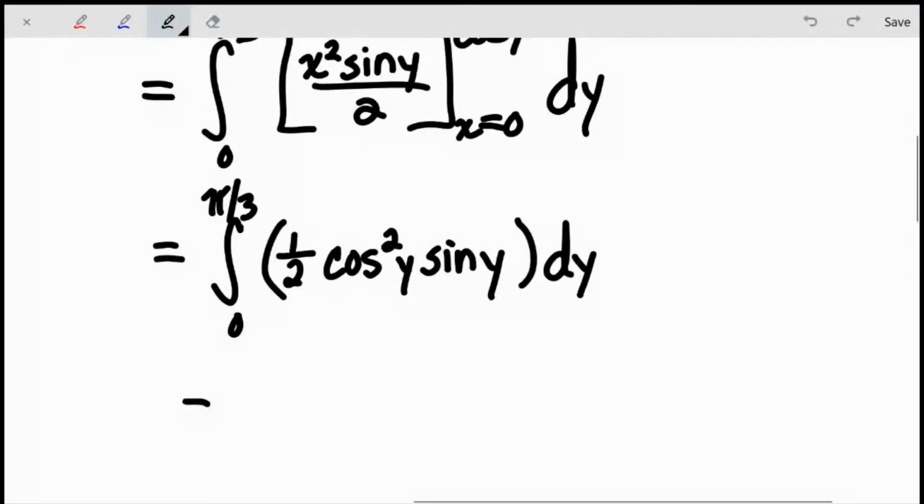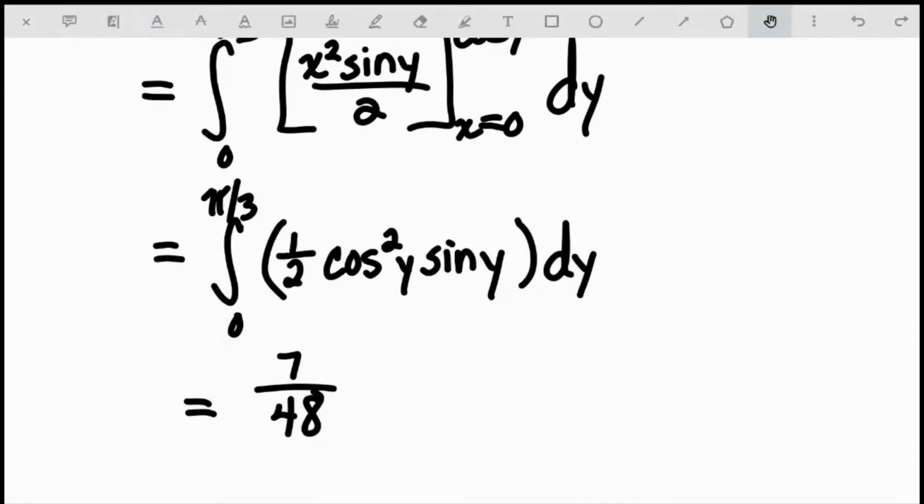And in the end here, we're going to end up with 7 over 48. Now, typically, when we work these integrals out by hand, I'm going to allow you to just use a calculator once you get to your single integral, but you'll have to do that outside integral first because your calculator is not going to have the ability to solve a double integral.